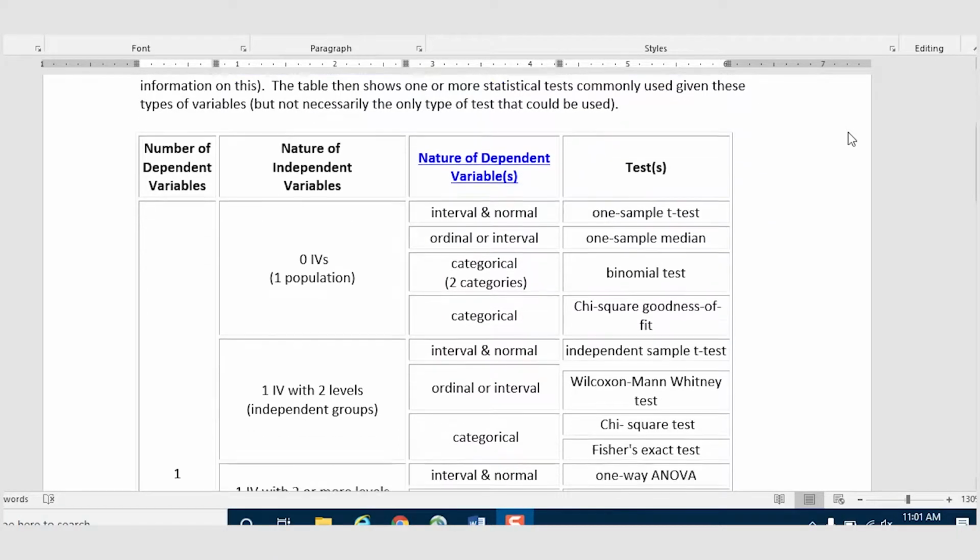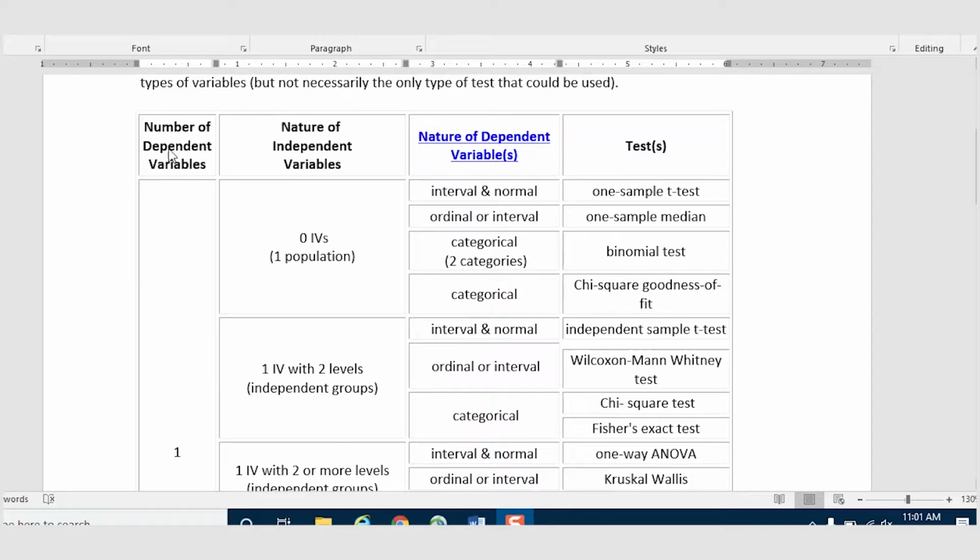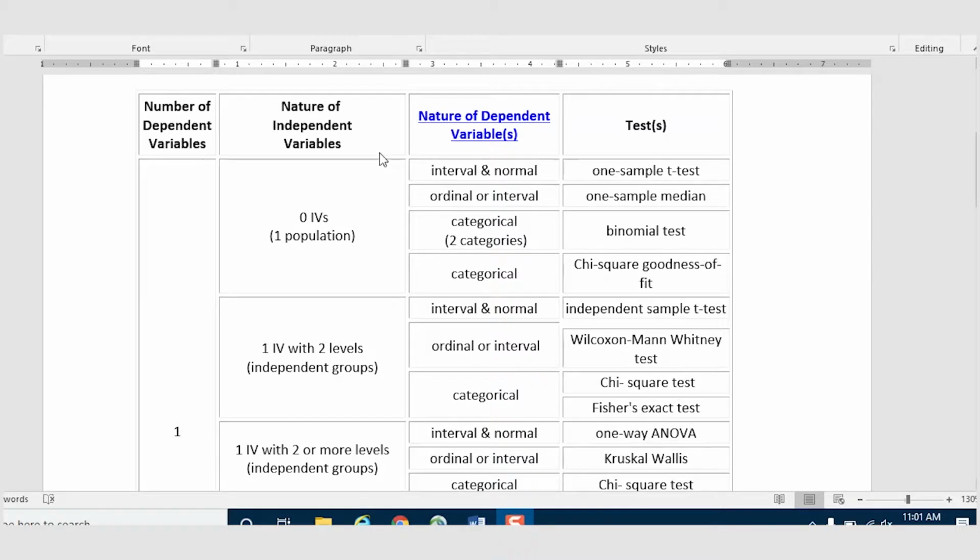So you'll notice we've got 4 columns here. This first column is about how many dependent variables you have. The second column is about the nature of the independent variable. Okay, how many do you have, how many levels are there, and are the groups independent of one another, or are they dependent on one another? An example of dependent would be a repeated measures type of design.